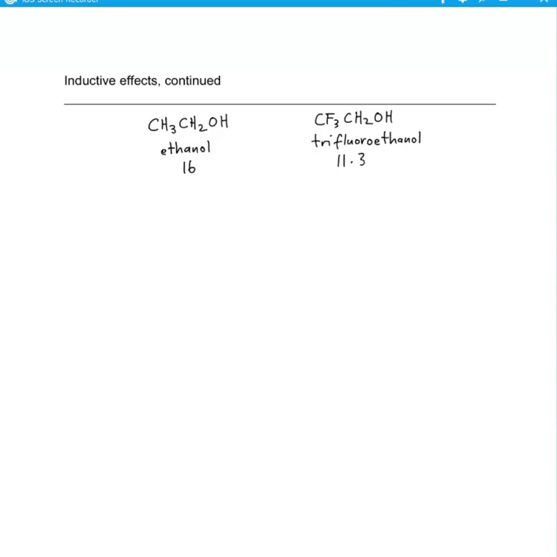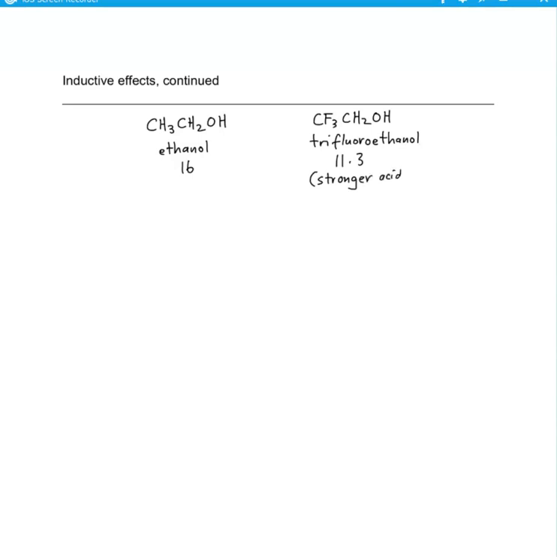So again, we know the bottom line. We know that the trifluoroethanol is the stronger acid because it has the lower pKa. Now let's look at the conjugate base argument so we can see why that is. So this is the stronger acid. And because it's the stronger acid, that must mean that its conjugate base is weaker and more stable than the conjugate base of ethanol. So let's draw both conjugate bases.